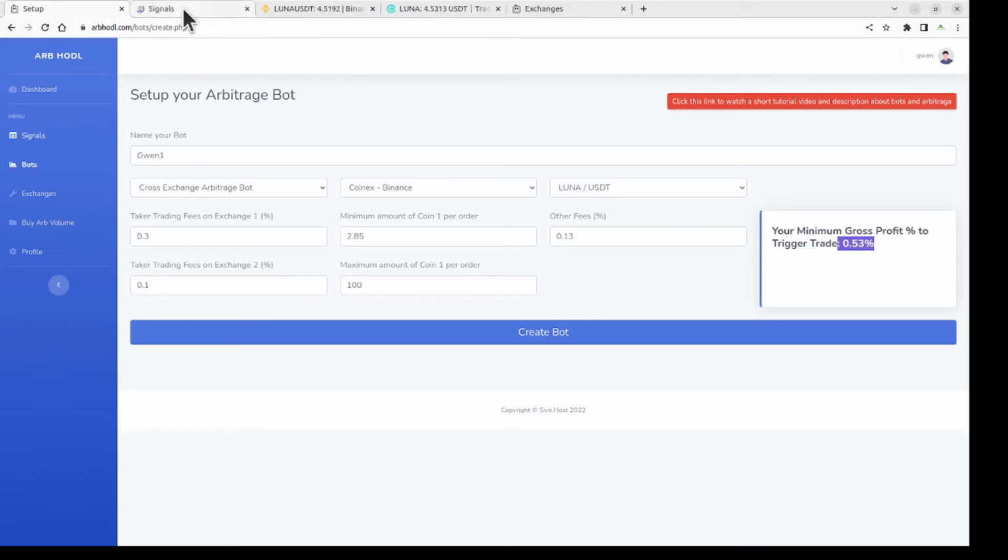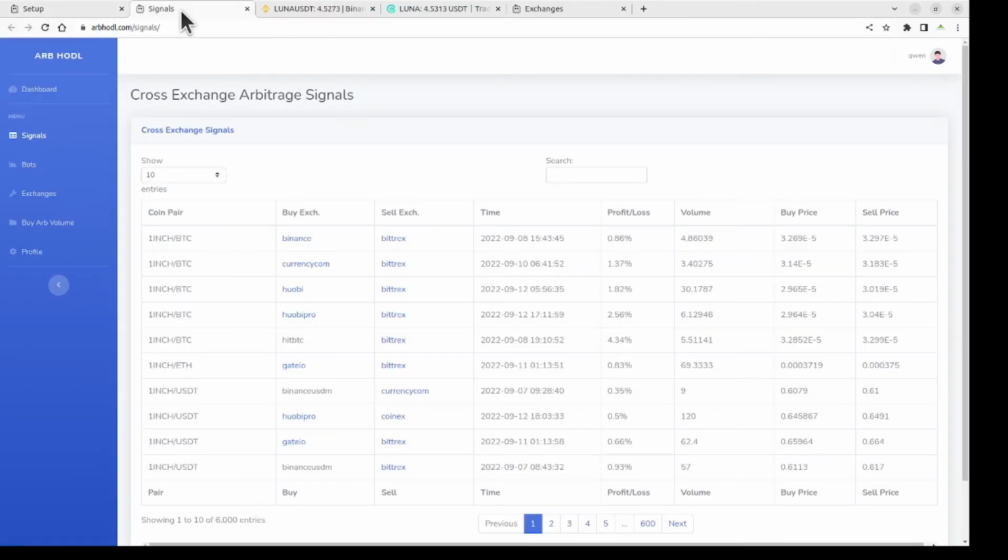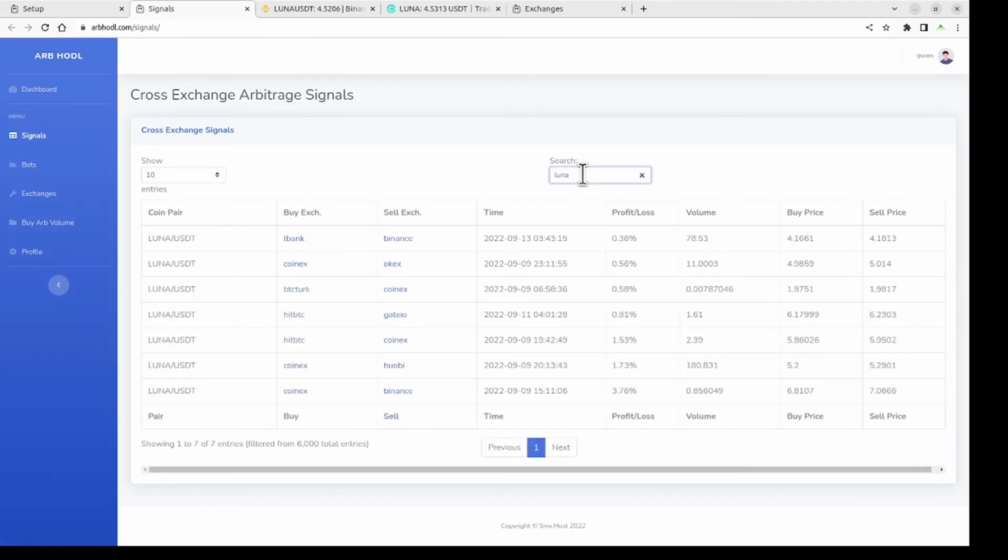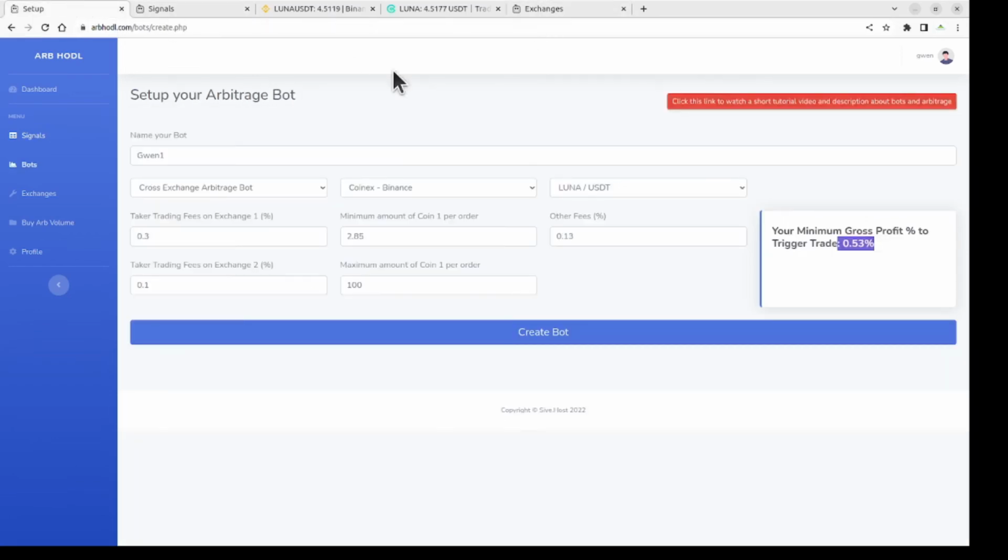Just to make sure this number is not selling ourselves short, we go to the signals page to see exactly how big the price difference was that has been seen for Luna and USDT between Coinex and Binance. So our opportunity was 3.76%, which is way more than our current 0.53%, which is great because we still need to calculate withdrawal fees for Luna and withdrawal fees for USDT. The reason we will need to withdraw is that my strategy says when I run out of USDT on one side and Luna on the other side, I need to circle it back to the exchange using it. To do this, I need to withdraw, and withdrawing has a cost to it.